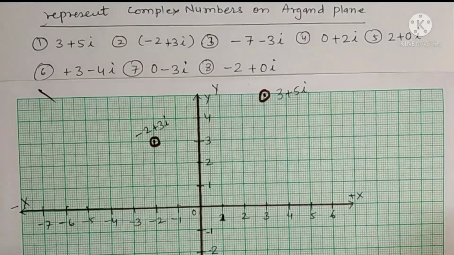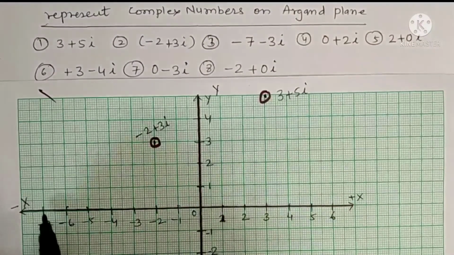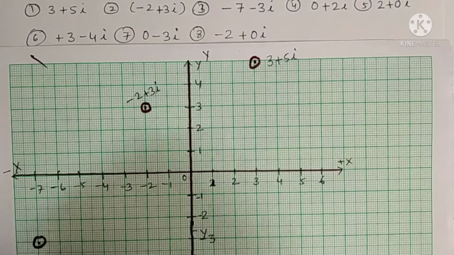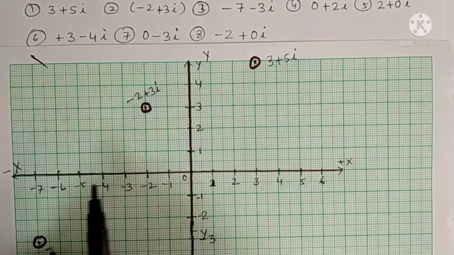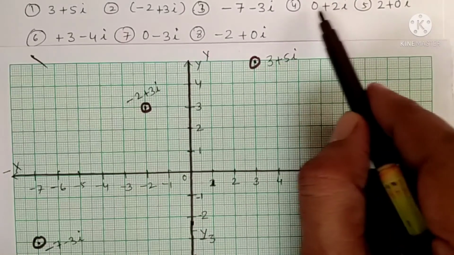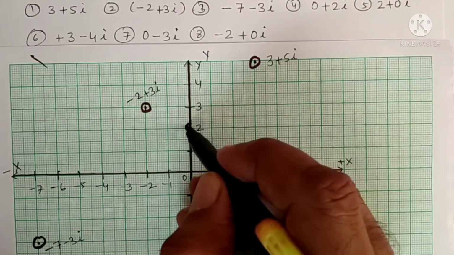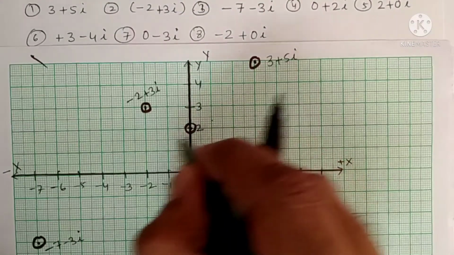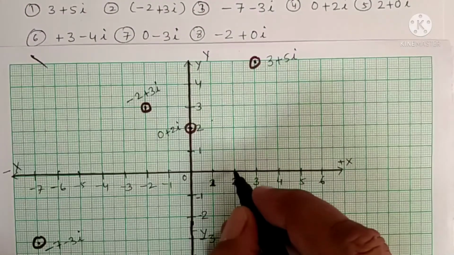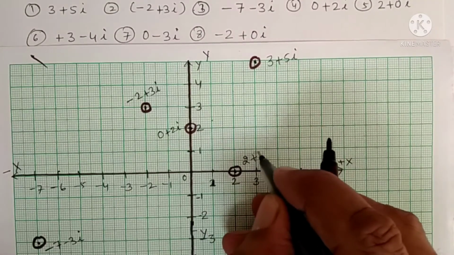Okay, and look here, this point −7 − 3i, x equal to −7 and y equal to −3. So −3 is here, this point. This point we write as −7 − 3i. Look here, 0 + 2i. x is 0 and y is 2. 2i means this point, 2 is here. So this point we can write as 0 + 2i. Next is 2 + 0i, which means this point, 2 and y is 0. So this point is 2 + 0i.